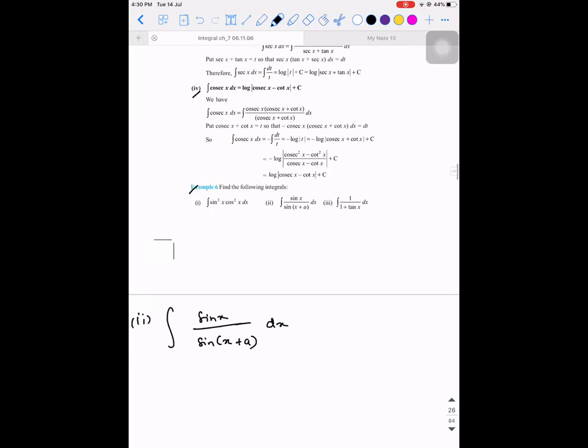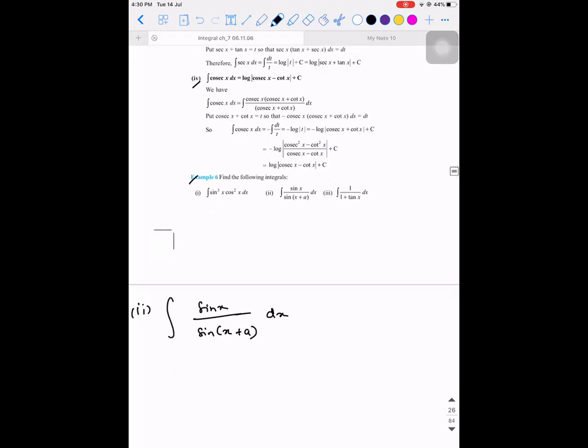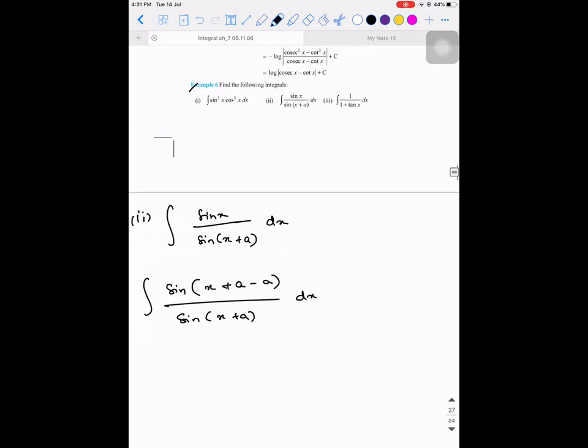Am I right? So what is missing in the numerator that is there in the denominator? If you observe, it is x plus a. So if I need to manipulate it, I can write the numerator as sin x plus 0, so I can write it as sin of (x plus a minus a), the whole divided by sin of (x plus a) into dx. Right? So this x plus a, I will treat as capital A, and the small a, I will treat as capital B.